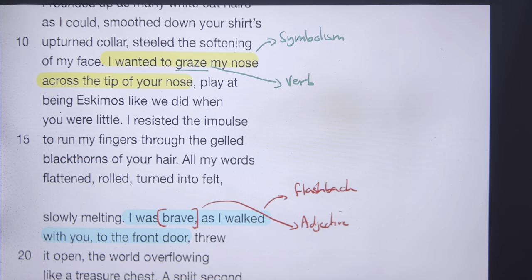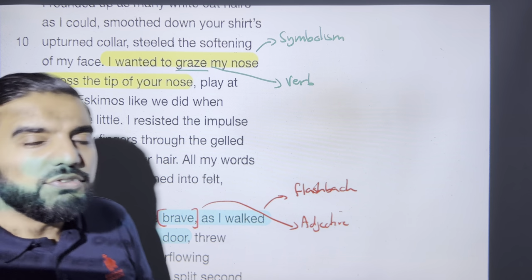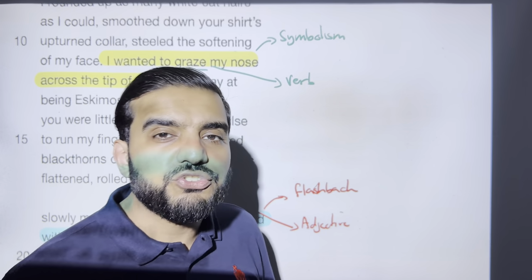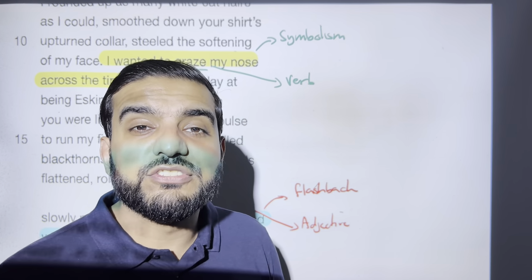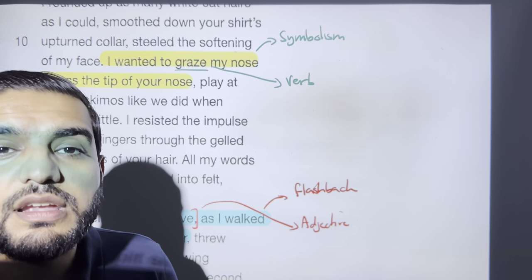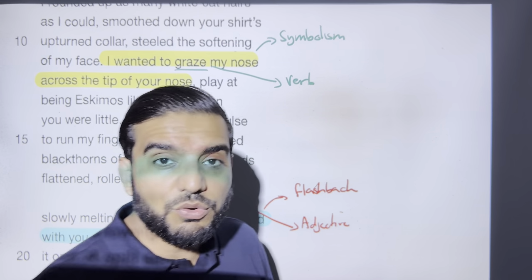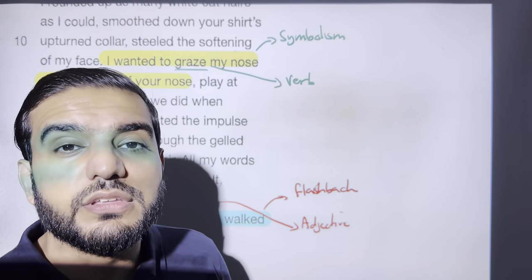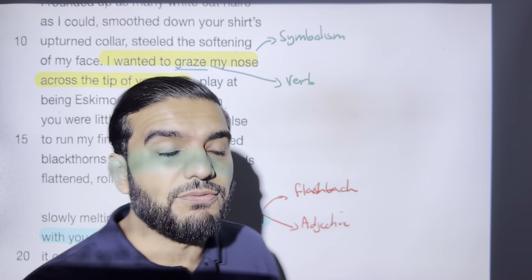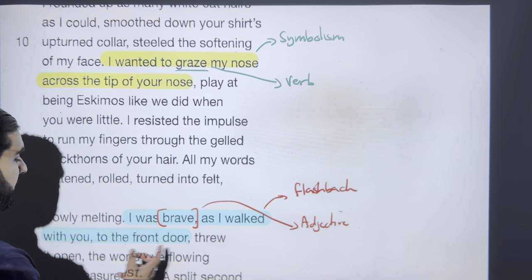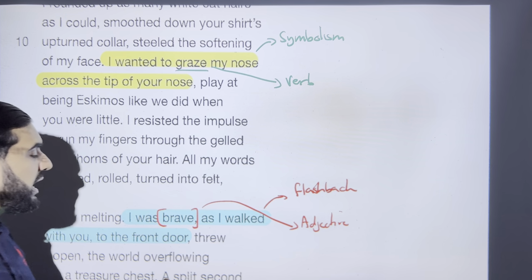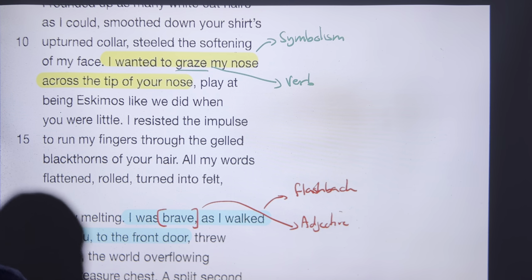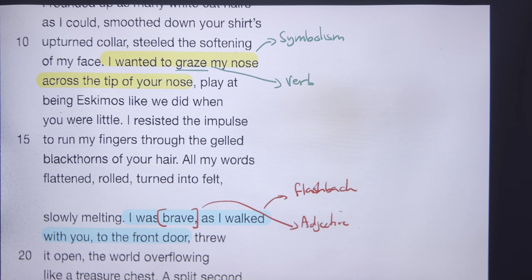Then, guys, it shows the idea, "I was brave." Every other point, bravery is associated with who? Bravery is associated with the soldiers themselves. But "I was brave" here, guys, is the idea that this is a war for the mother. This is a fight for the mother. She has to be brave herself. "I was brave as I walked with you to the front door." I will talk about the flashback here, guys, and I will talk about the adjective here of how she has to behave in this situation.